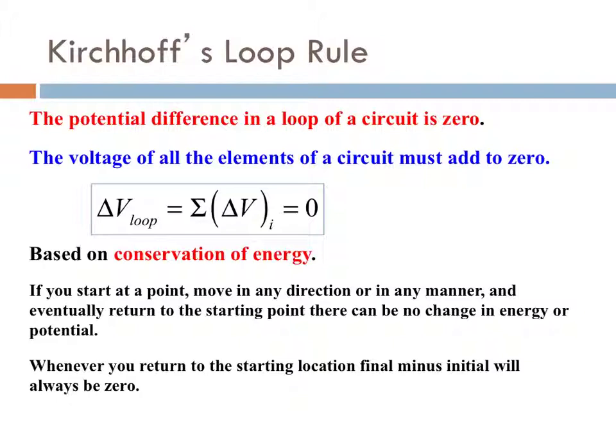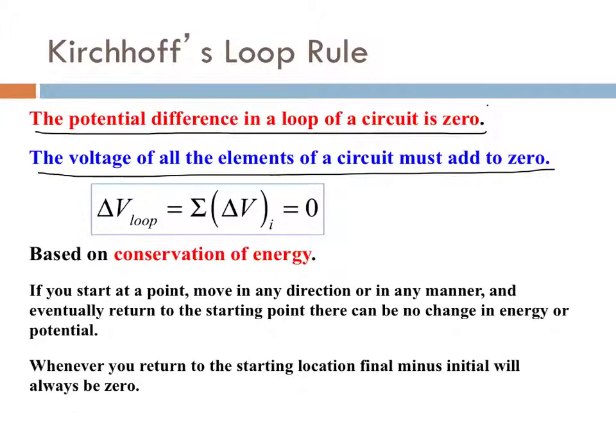Our first rule is Kirchhoff's loop rule. That tells us that the potential difference in a loop of a circuit is zero. This is one of the biggest ideas in circuits, that the potential difference in a loop of a circuit is zero, meaning that the voltage of all the elements of a circuit must add up to zero. Again, this equation is essentially putting all of that into a formula. And this is because it's based on the conservation of energy.